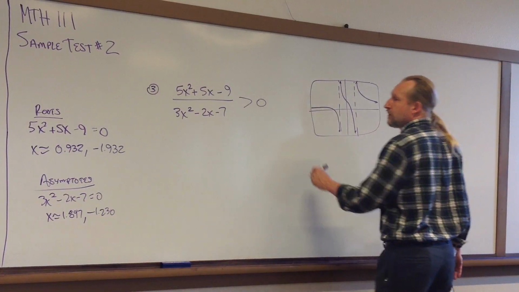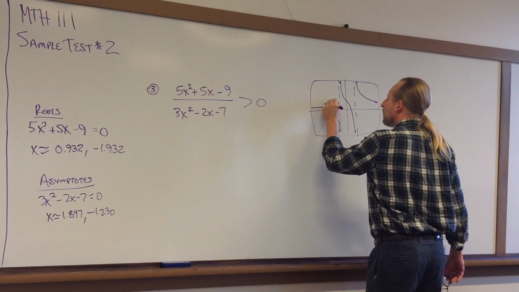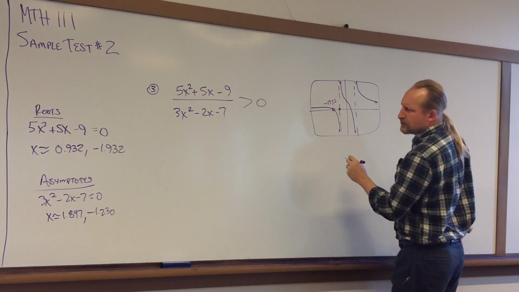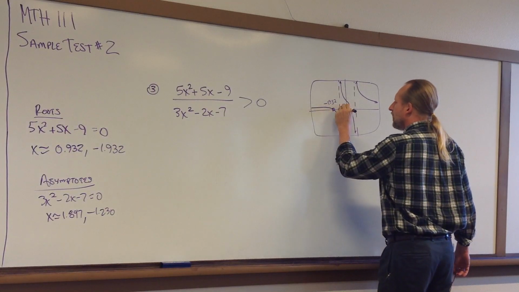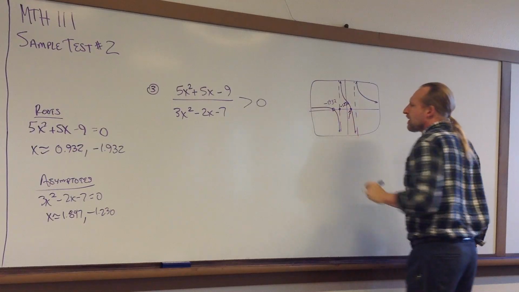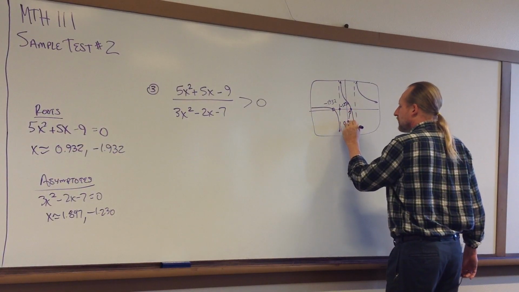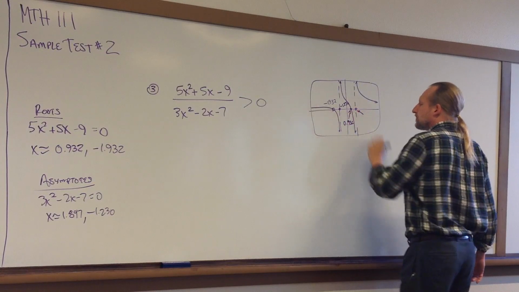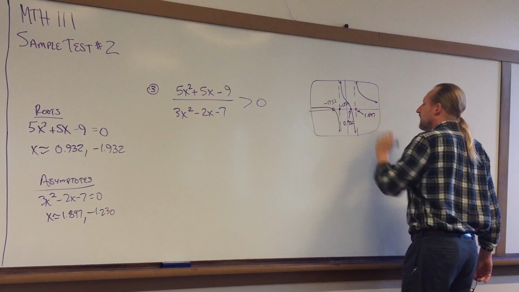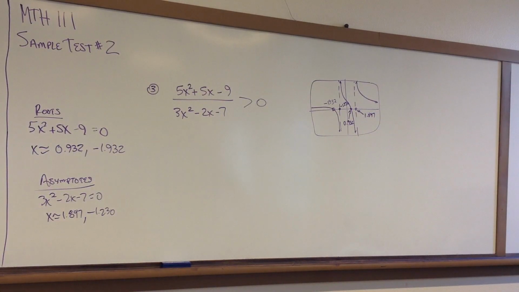So here's one root at negative 1.932, and then the asymptote is here at negative 1.230. Then this root is 0.932, and then this asymptote over here is positive 1.897. Okay, so we've got all those critical values identified.